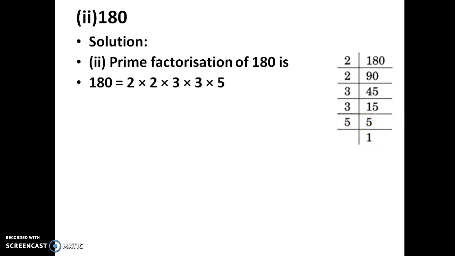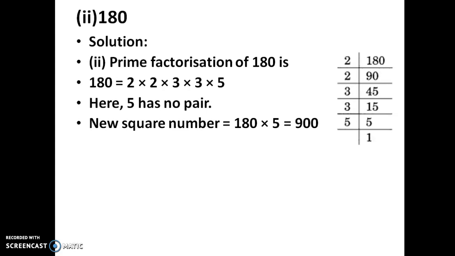If you make pairs, only 5 is left without a pair. 2 times 2 is there, 2 times 3 is there, so they are in pair. But 5 is not in pair. So this number has to be multiplied by 5. 180 into 5 is 900. That's a perfect square. So find the square root of 900.